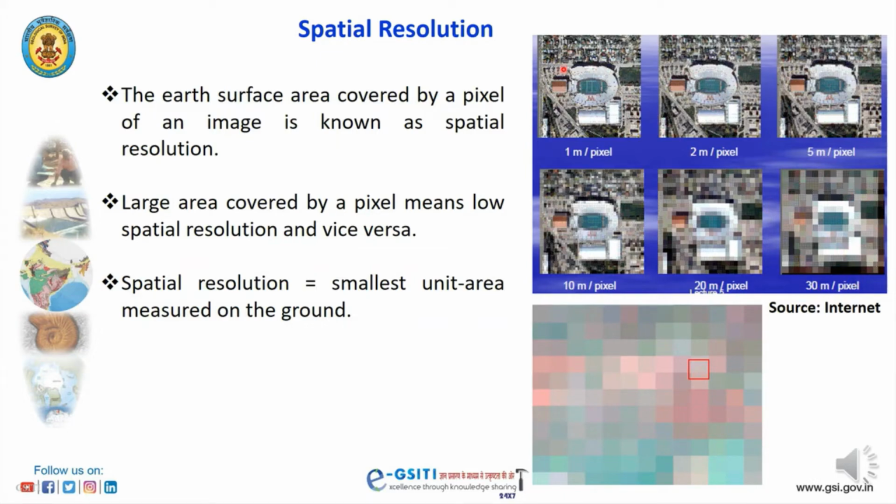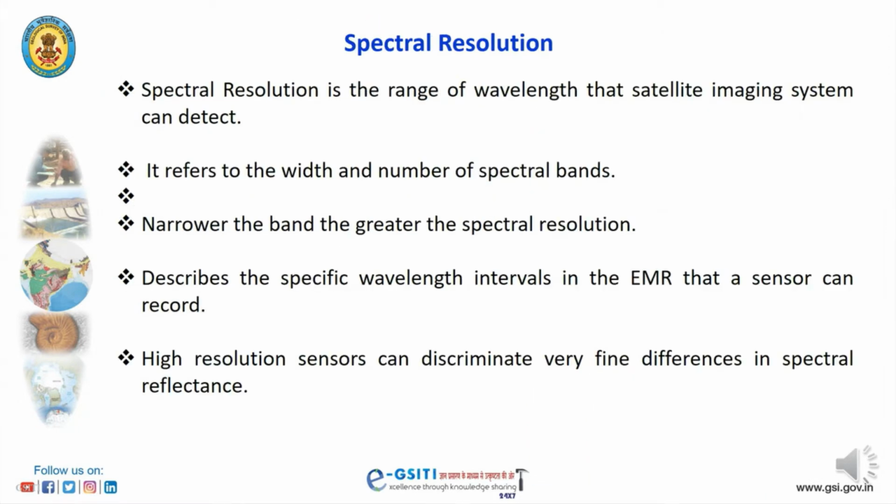Here we can see this is representing 1 pixel, and here we are seeing that a large area is covered in a pixel, and if we go here, a small area is covered in a pixel. So this is very poor resolution data, and this is very high resolution data. Here we are not able to see any detail of the area, but here we can see each and every detail of the area. That is called spatial resolution.